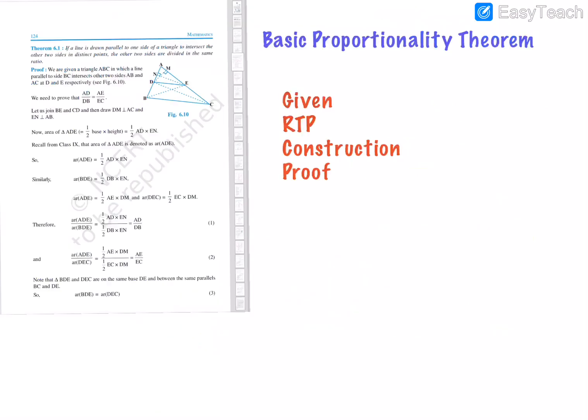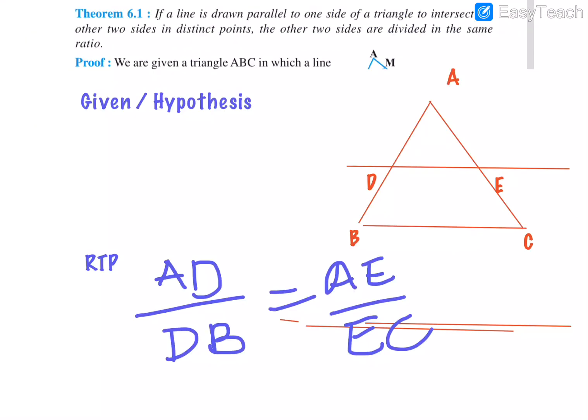So let's move on to the first one. If a line is drawn parallel to one side of a triangle to intersect the other two sides in two distinct points, the other two sides are divided in the same ratio. So we have proved our target, that is AD by DB is equal to AE by EC. The key point for this is to remember same heights are there and we have to apply the strategy of area. If you remember these two things, this is a very easy theorem.